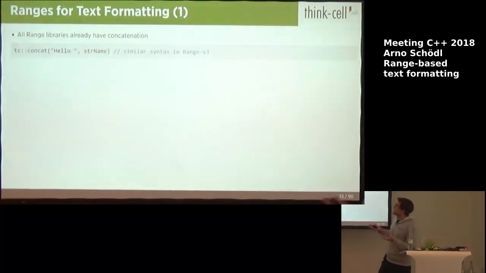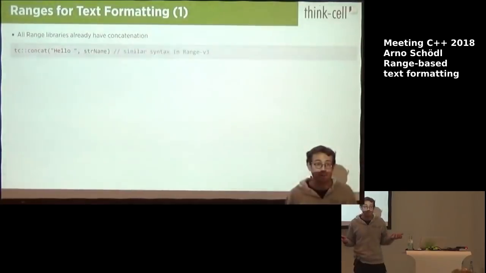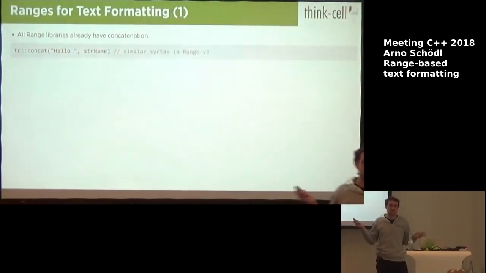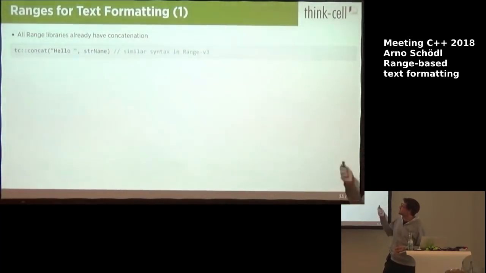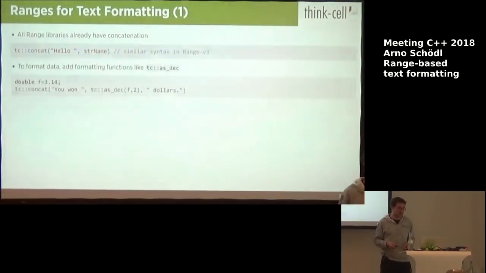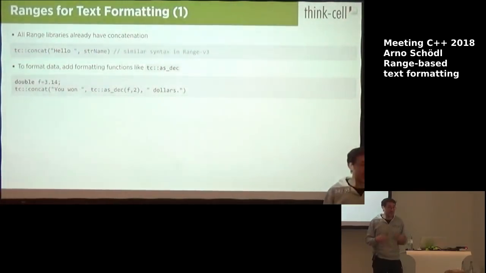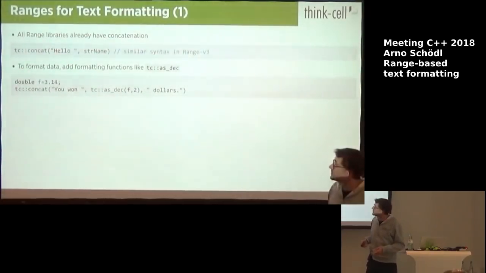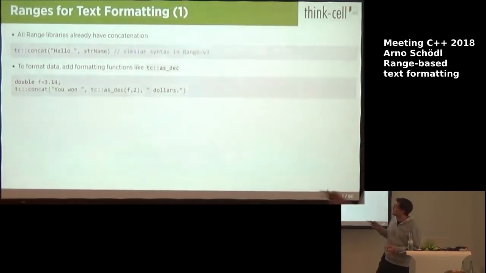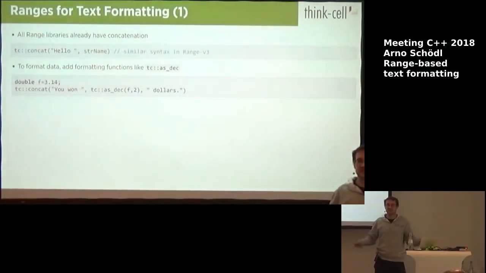Now, we can use the ranges for text formatting. All the range libraries already have concatenation, string concatenation, or range concatenation. This is our tc concat, which concatenates the two strings. There's a similar syntax in range-v3; every range library has some sort of concatenation. Now, to format data, we simply add some formatting functions. Here is a simple sdec, where you have the number you want to format and say the number of decimal digits, and you just insert that into your set of ranges that you want to concatenate.